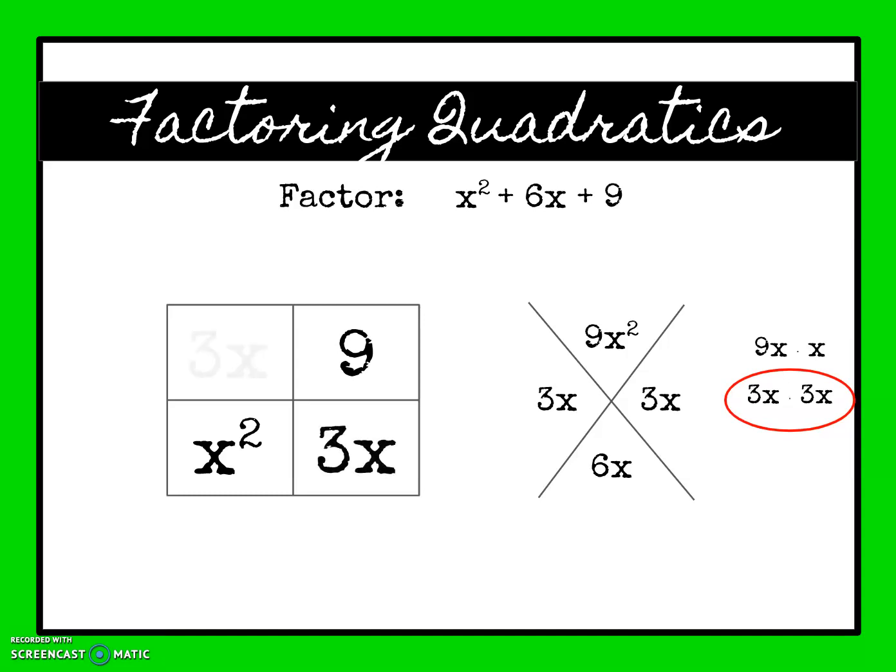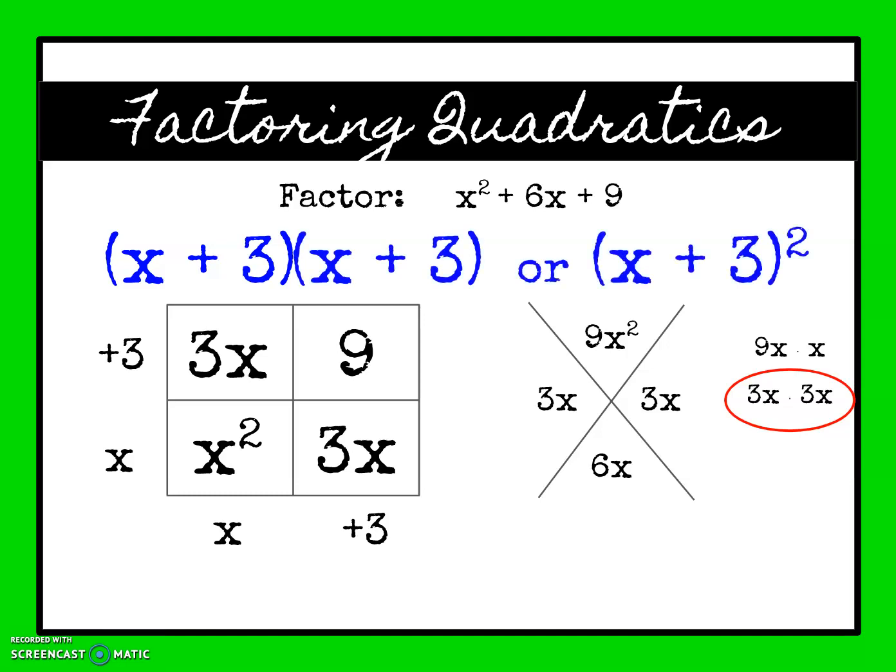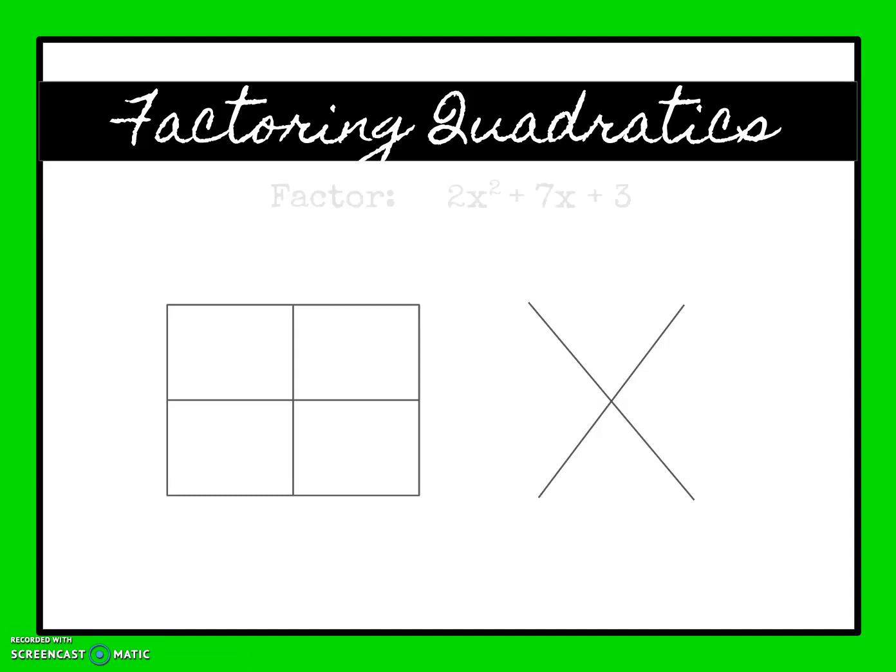Those go in the corners of my generic rectangle, and then I look for common factors of each area. I'm finding the factors of each partial area in this generic rectangle. So my final solution would be factored x plus 3 times x plus 3, or you can write x plus 3 squared. Let's try another one.